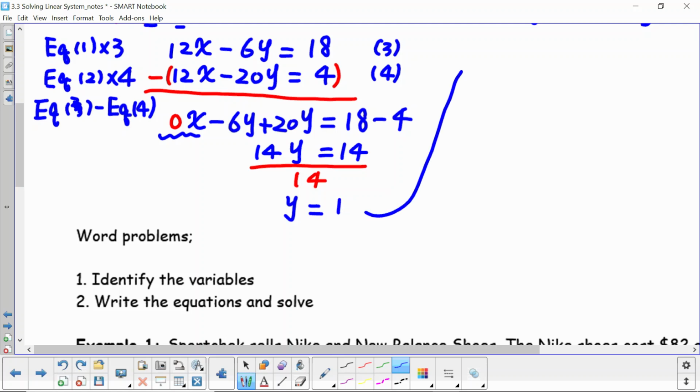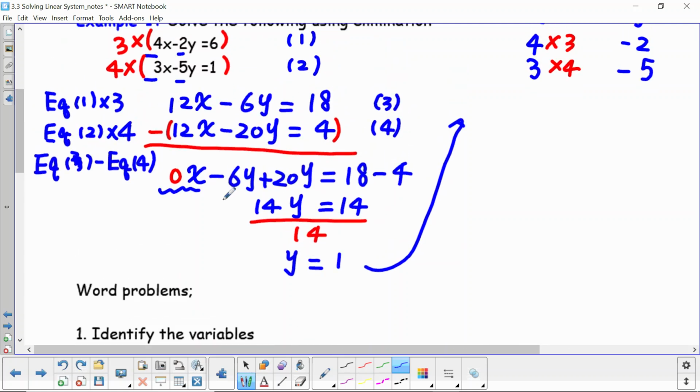Then after that, we are looking for the point of intersection. So we want to sub y equals 1. So we only do one sub. Substitution we do twice. And for elimination, it is adding or subtracting once, and sub once.